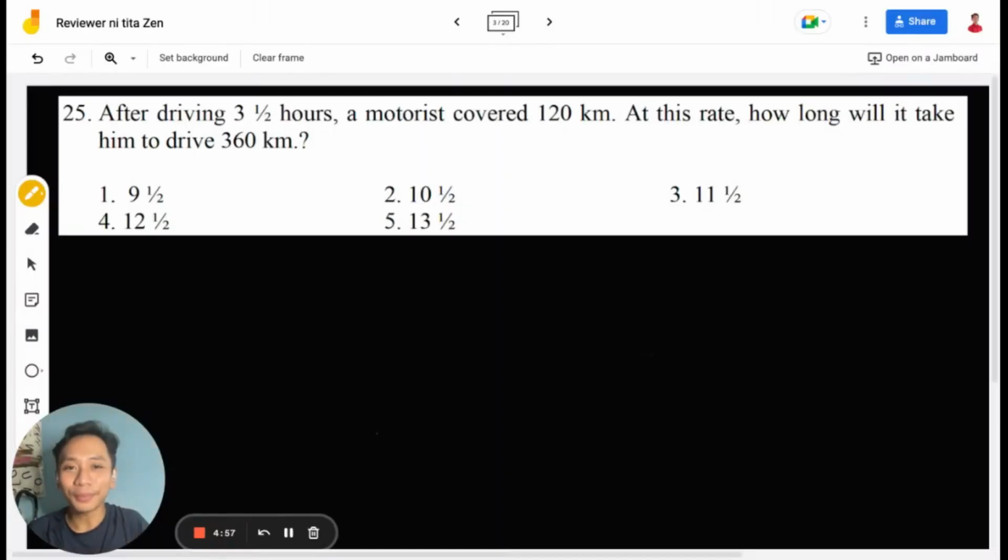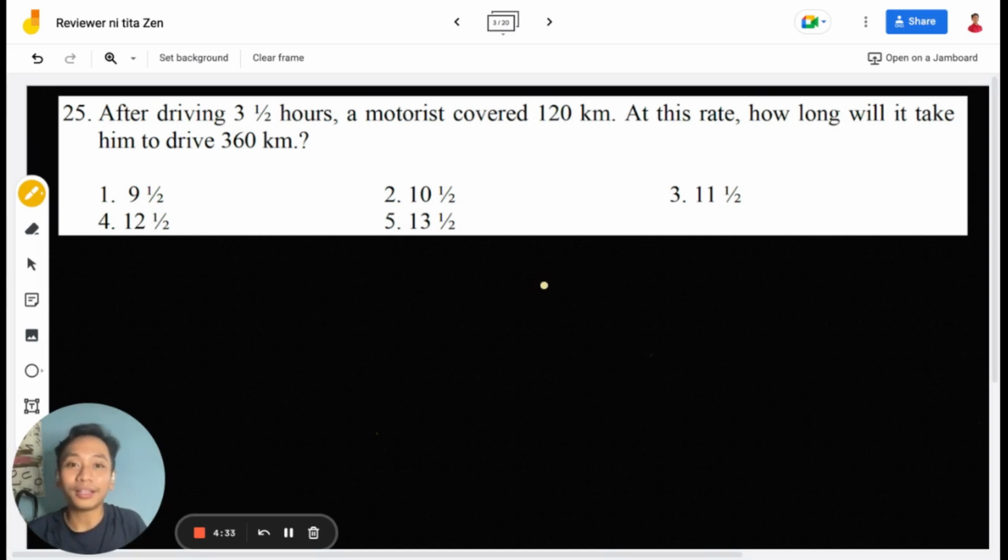Hello, may sample word problem ulit tayo dito. Ang sabi, after driving 3.5 hours, a motorist covered 120 kilometers. At this rate, how long will it take him to drive 360 kilometers? For the next few minutes, sasagutin natin itong problem na to. I'll walk you through my thought process para makatulong kapag ikaw naman na nagsosolve on your own.